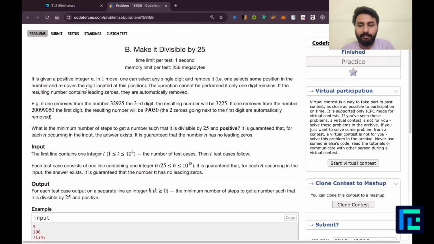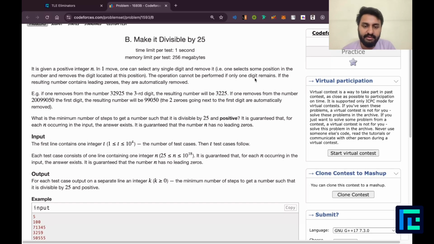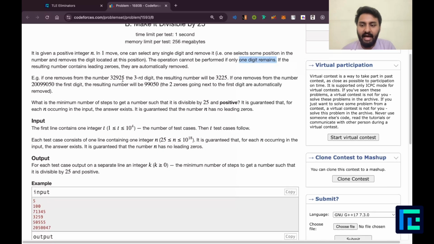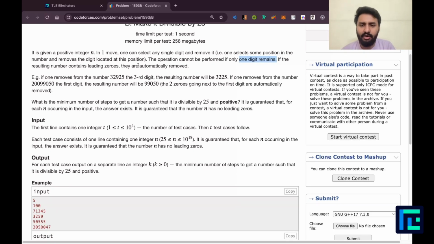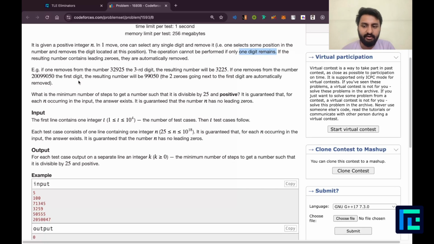It is given a positive integer n. In one move, one can select any single digit and remove it. That is, one selects some position in the number and removes the digit located at this position. Now this operation cannot be performed, of course, if there is only one digit that remains, and if the number contains leading zeros, they are automatically removed. Alright, so they have given you a nice example over here of what they are trying to do.